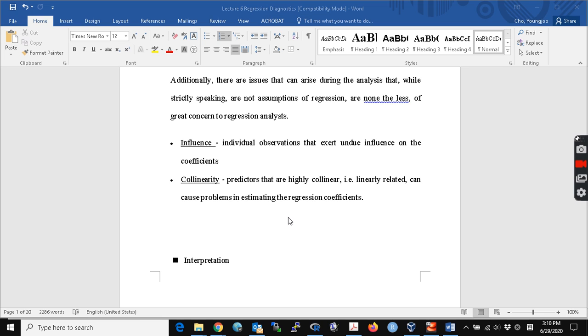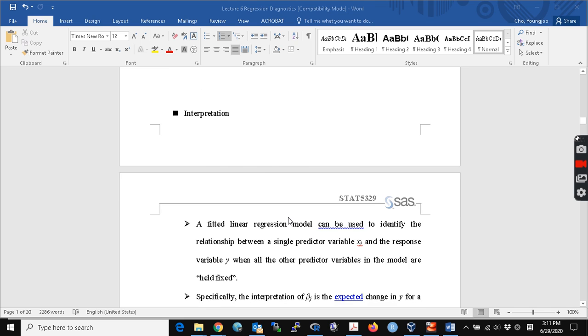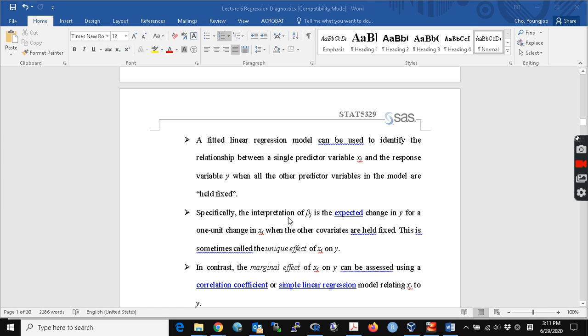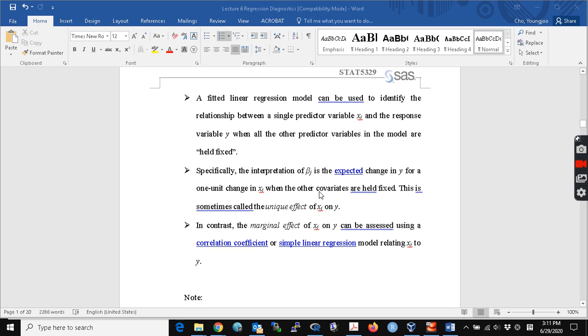So with these problems and assumptions, we have to look at them after we fit the model. Then, what is the interpretation of the regression coefficients? When you fit the linear regression model, you identify the relation between a single predictor variable x and response y under the condition that all other predictor variables in the model are held fixed, which means you interpret the regression coefficient for a single predictor variable, and you make the interpretation under the condition that all other predictor variables are fixed, constant.